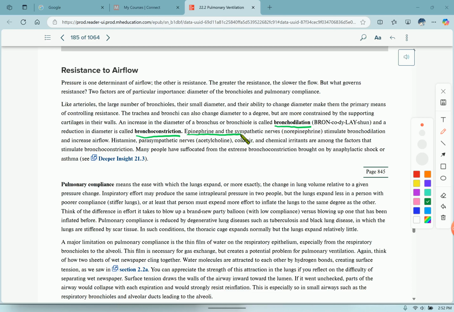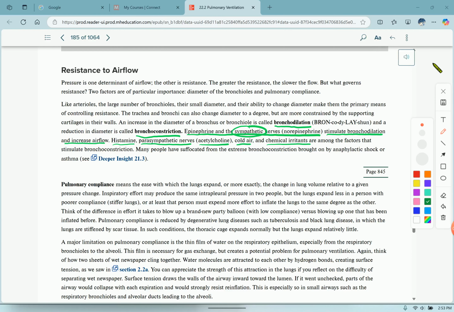Okay, epinephrine and norepinephrine are part of the sympathetic nervous system. They will stimulate bronchial dilation, which as a result increases airflow. Histamines and the parasympathetic nervous system, which is operated by the acetylcholine neurotransmitter, along with cold air and chemical irritants, are some factors that can stimulate bronchial constriction.